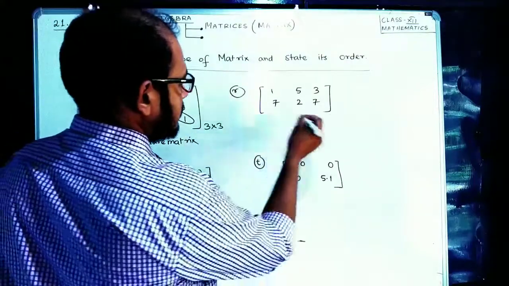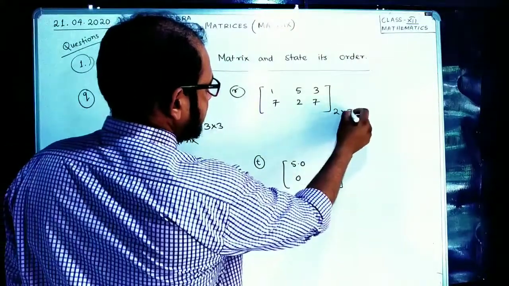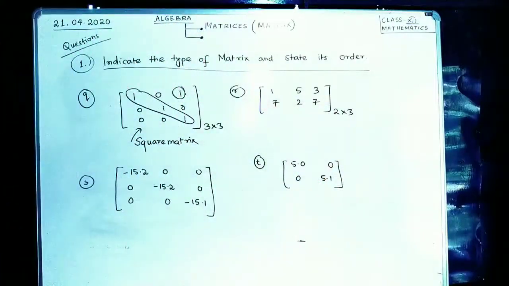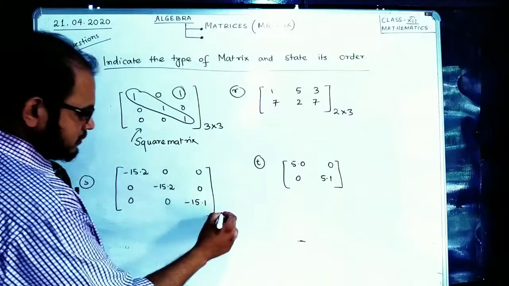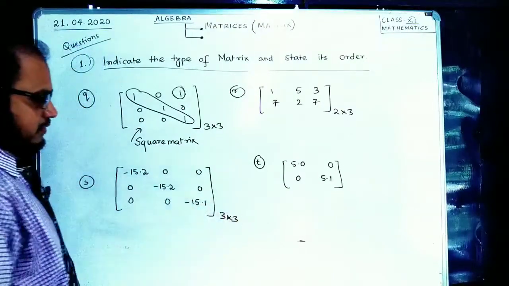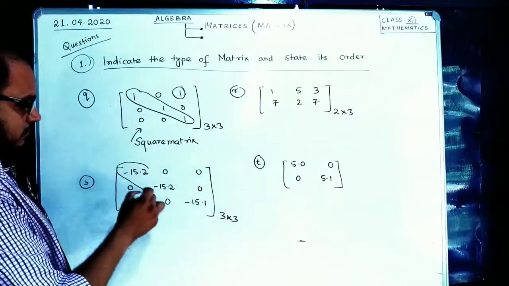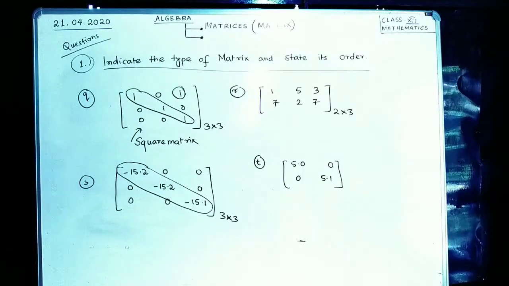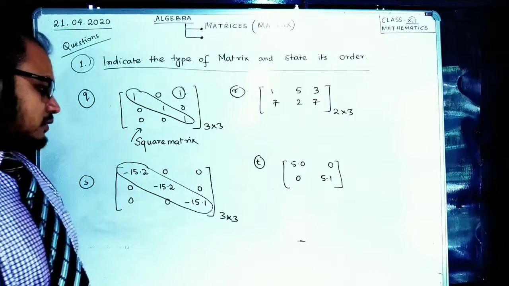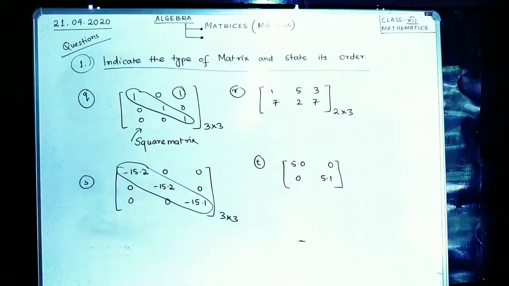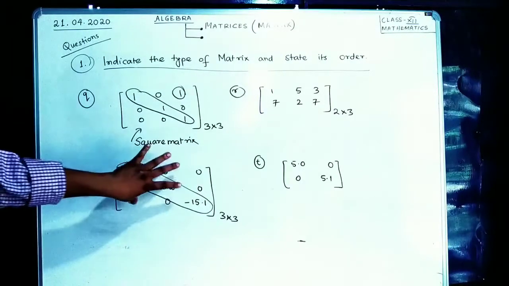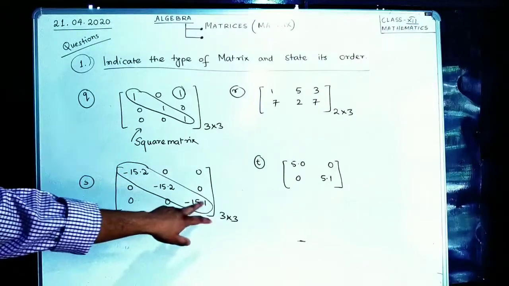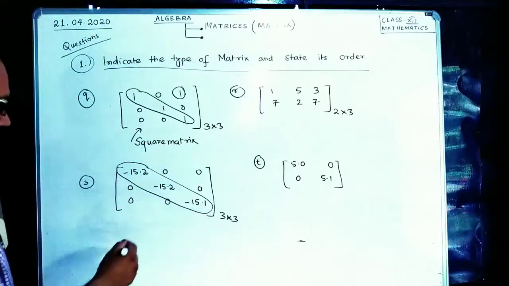What about this one? It's a 2 by 3 matrix. Simple. What about this one? This is a square matrix. First of all, a 3 by 3 square matrix. What about its diagonal? This is the diagonal. Are the diagonal elements the same? No, they are different, so it cannot be a scalar matrix. The off diagonal elements are 0, so it is only a diagonal matrix.